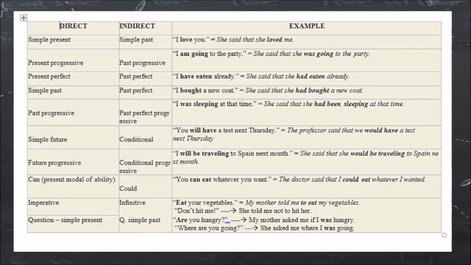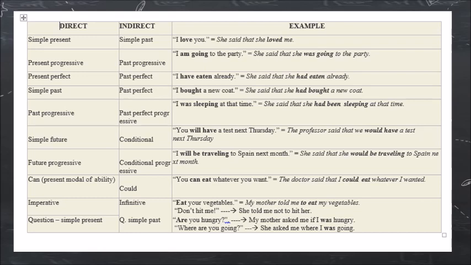Next sample. "You will have a test next Thursday." The professor said that we would have a test next Thursday. "I will be traveling to Spain next month." When it goes to indirect, it becomes she said that she would be traveling to Spain next month. Next sample, "You can eat whatever you want." The doctor said that I could eat whatever I want. So look here, this can eat, it becomes could eat.